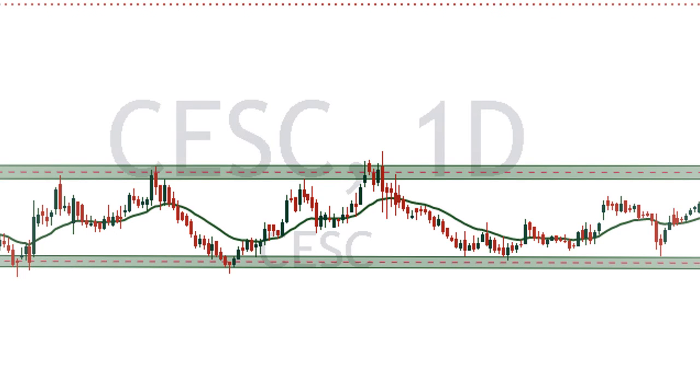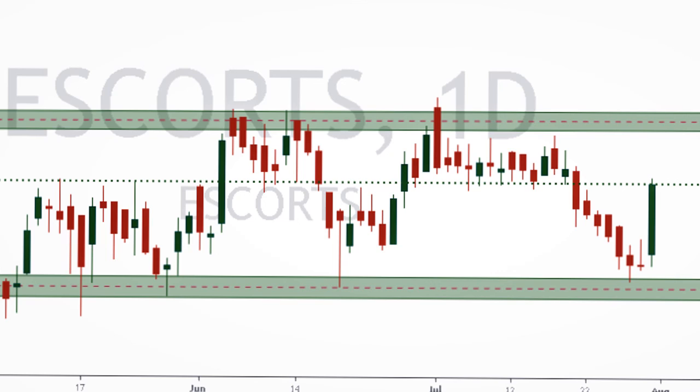CAC, as you can see, is in a sideways trend, taking support at the lower end of the structure and taking resistance at the higher end of the structure. In case of Escorts, you can see the same thing happening, taking support at the lower end and resistance from the higher end.